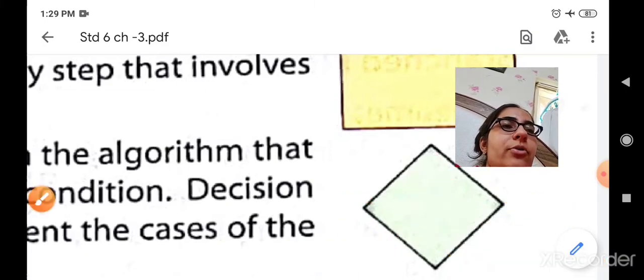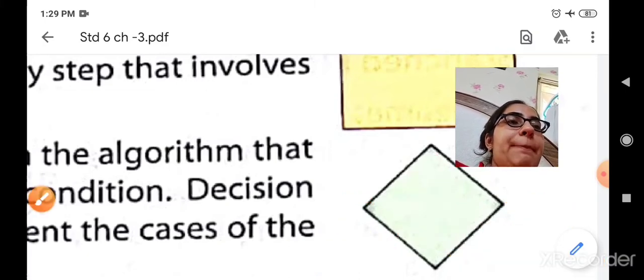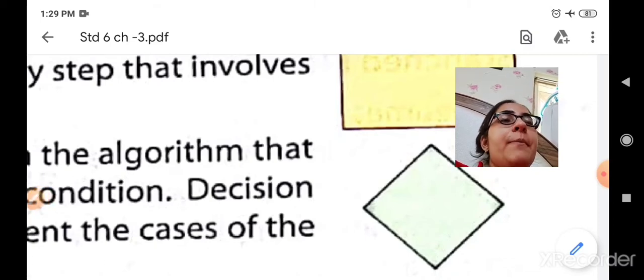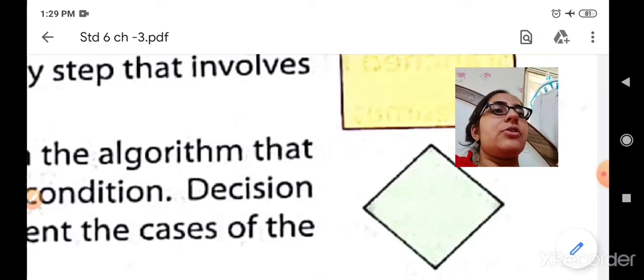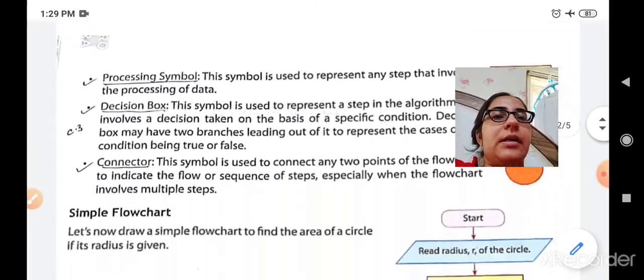So here, for example, if you are giving the percentage, you can say that if A got greater than 90, then first class, else second class or fail. Okay, so for decision making, for giving the condition, for giving the if else condition, this decision box is used. Is it clear to you?